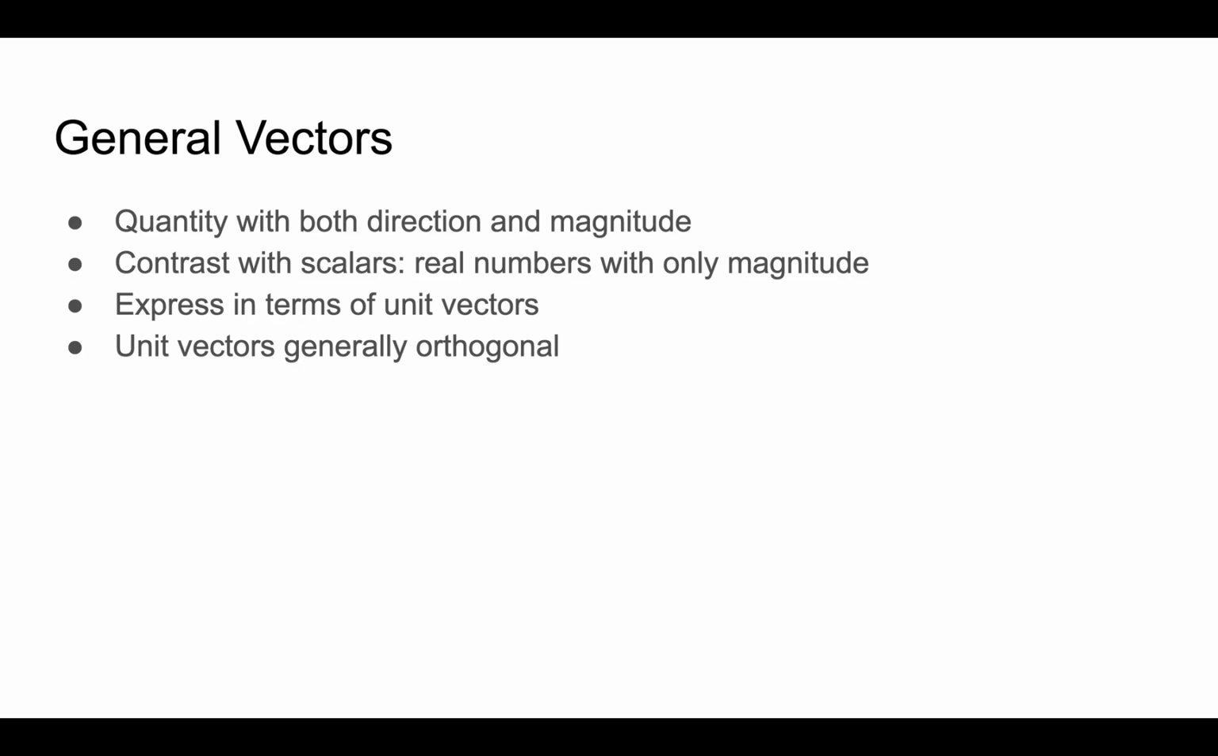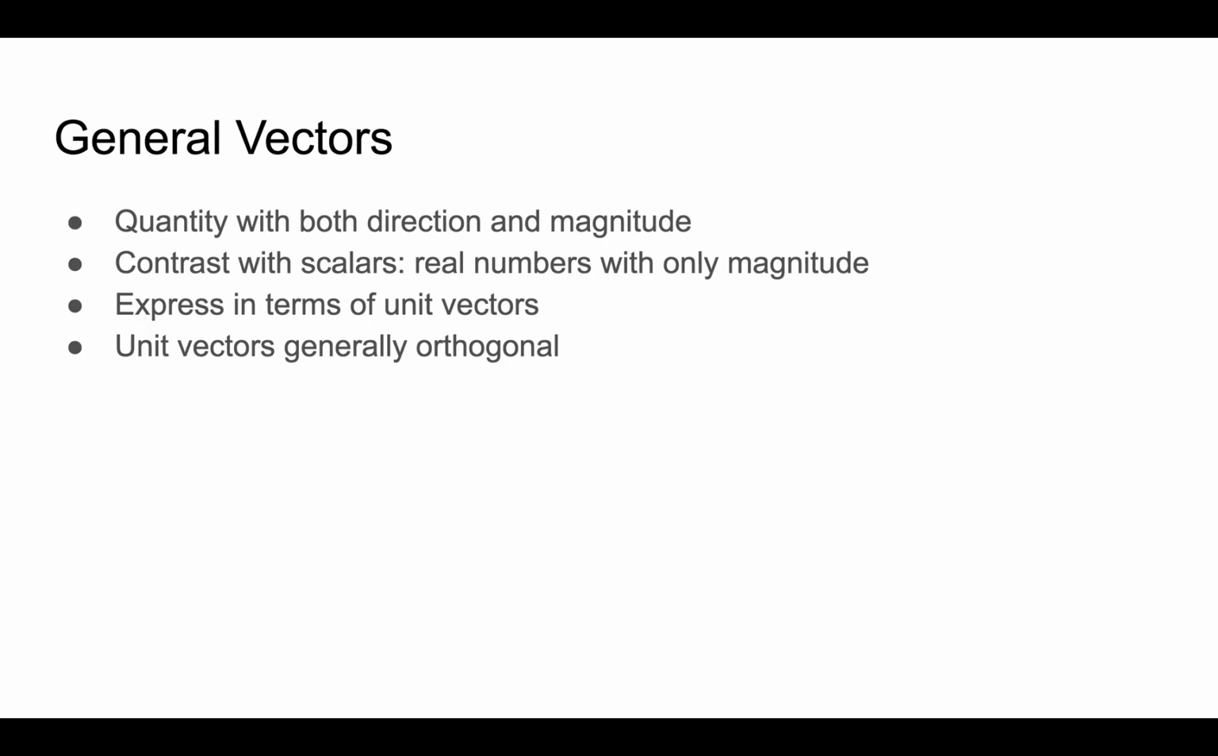So a vector is a quantity with both direction and magnitude. You can imagine it as an arrow with some length pointing in some direction. And we can contrast vectors with scalars, which are just real numbers with only magnitude. So for example, if I have the number 23, that's a scalar. Whereas if I have an arrow that points from 0, 0 to 0, 23, then that is a vector because it's got both direction, it's pointing straight up, and it's got magnitude, it's got a length of 23.